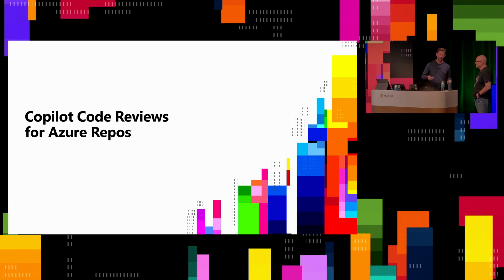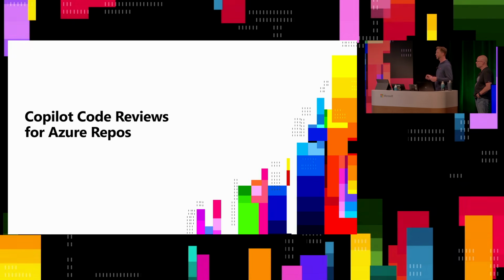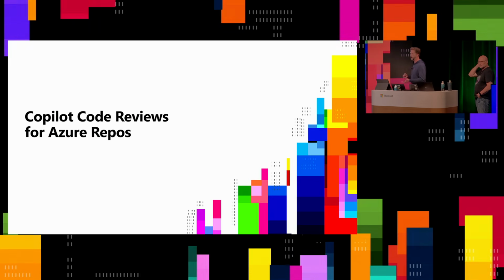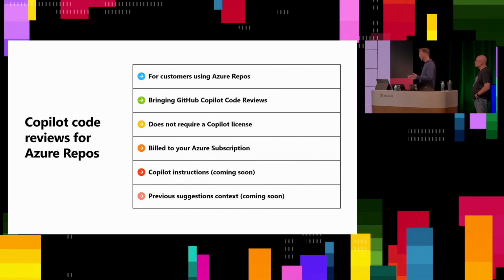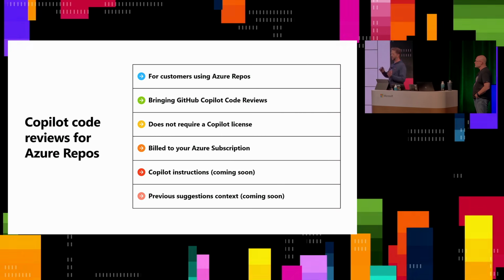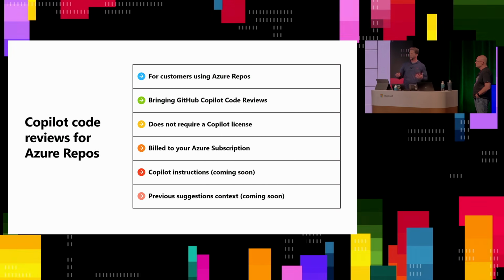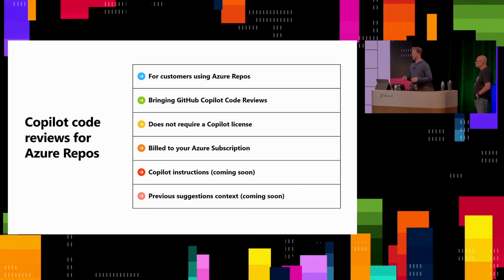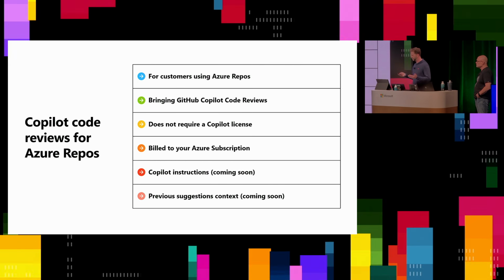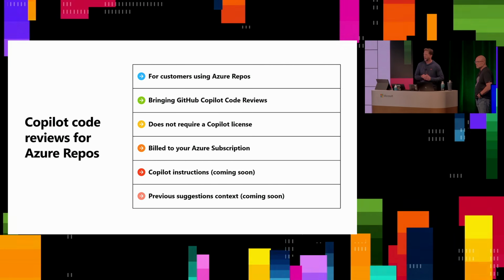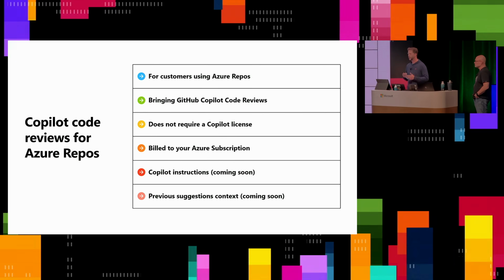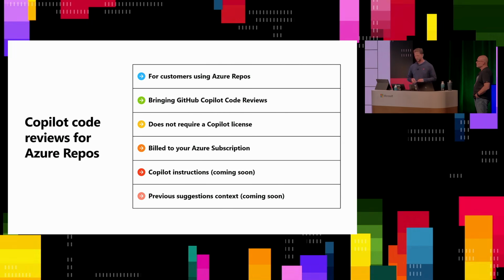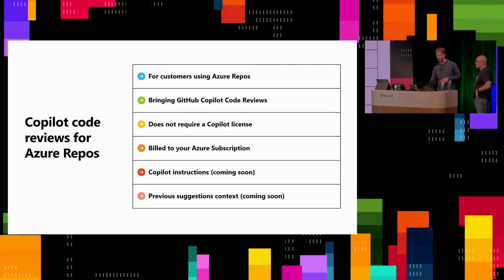Another nice announcement, which we made yesterday on the blog post, is that we're going to bring Copilot code reviews for Azure Repos. It brings you the power of GitHub Copilot code reviews, where you don't need a Copilot license. You don't even have to have a GitHub account whatsoever. It just magically works on the back end. Obviously your code needs to be in Azure Repos, and as you use it, you get billed to your Azure subscription. I'll go through a demo real quick on how this works, and then I'll talk about those last two items on the bottom.